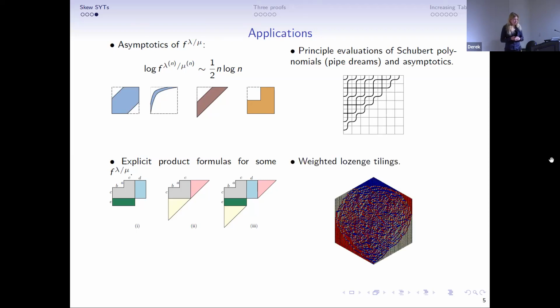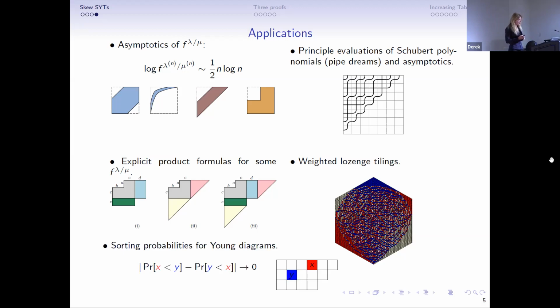One can do weighted lozenge tilings. Again, this is a statistical mechanics object, dimer covers of the hexagonal grid. If you let the mesh size go to infinity, we want to know how this thing looks in general. And actually the volume of this thing is exactly proportional to the number of standard Young tableaux of a certain skew shape.